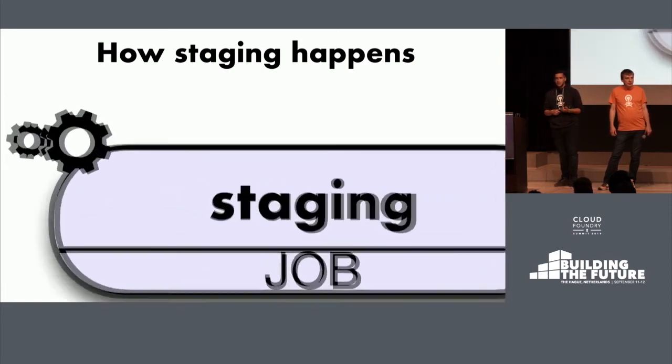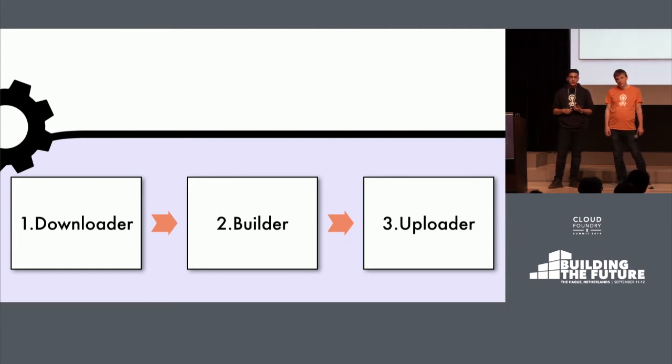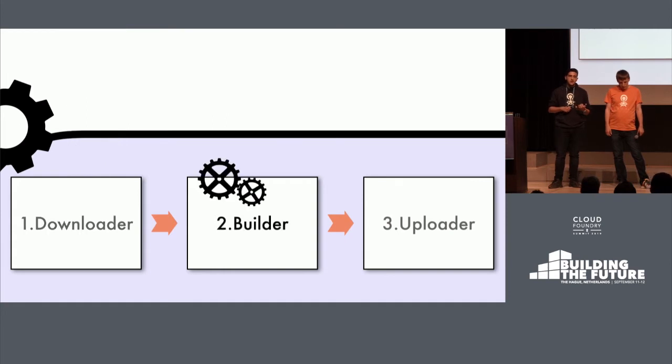which we use as a registry that hosts all app images. So let's take a closer look at the staging job. And we can see that it consists of not one, but 3 containers that are run sequentially, and each of them is performing a different thing. The first one is responsible for just downloading the app bits. The builder is the one that's actually doing all the buildpack staging, and it produces a droplet at the end.